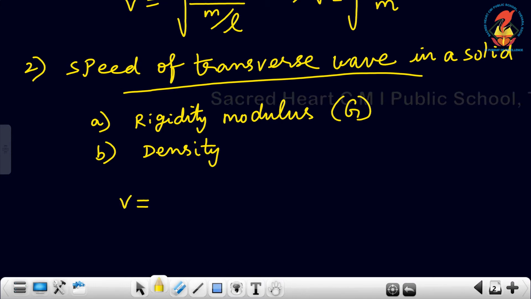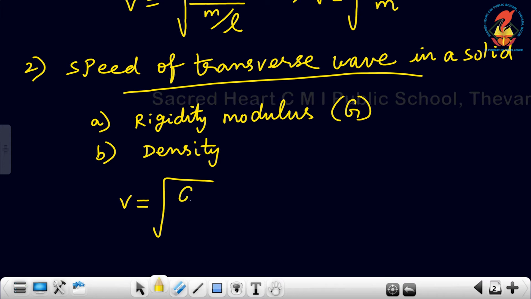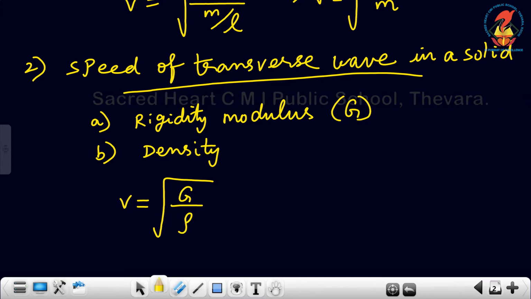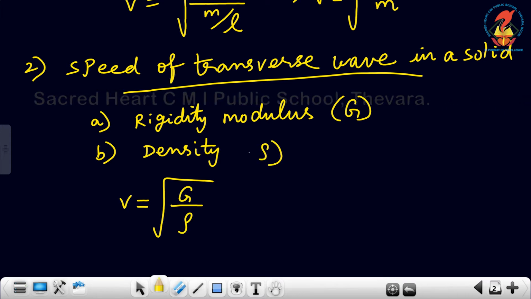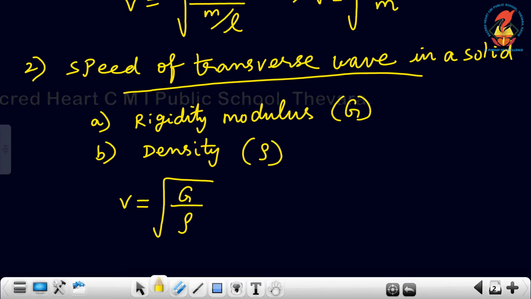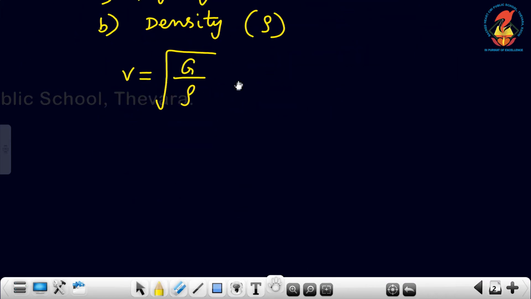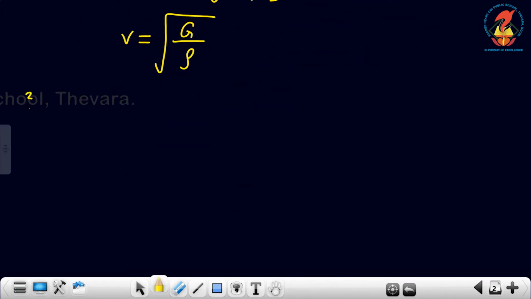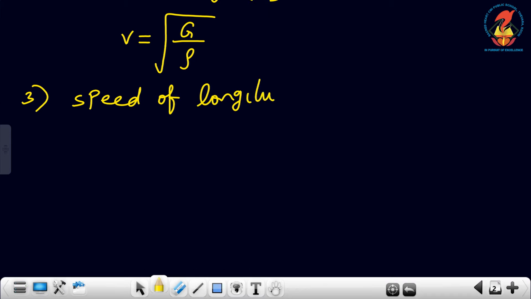So, V is equal to root of G by rho, rho is density. Here also we have only equations to study. So, V is equal to root of G by rho. Now, next one, speed of longitudinal wave in a solid rod.